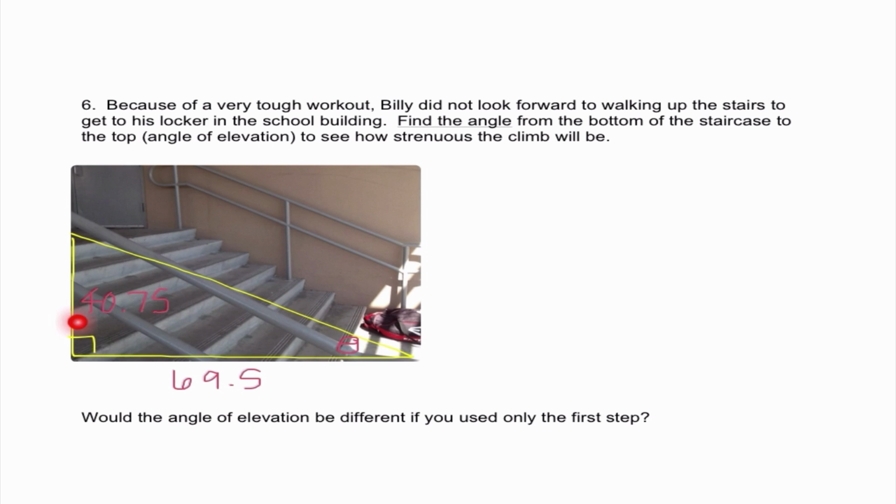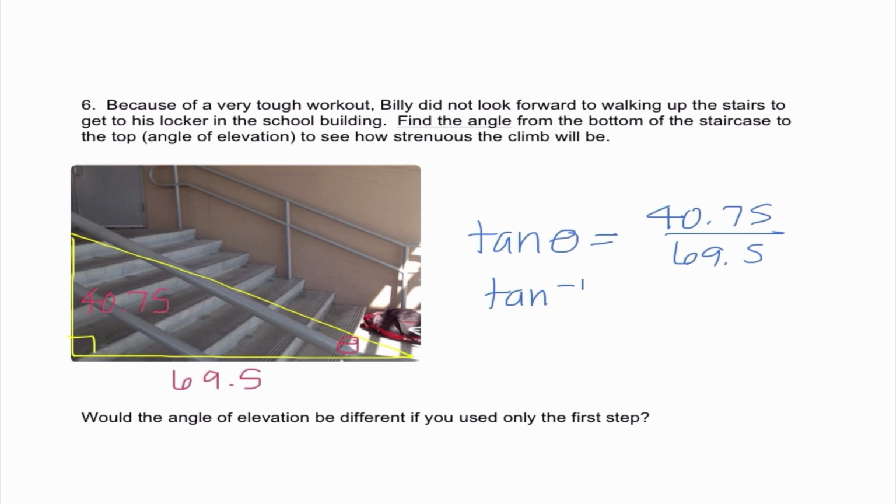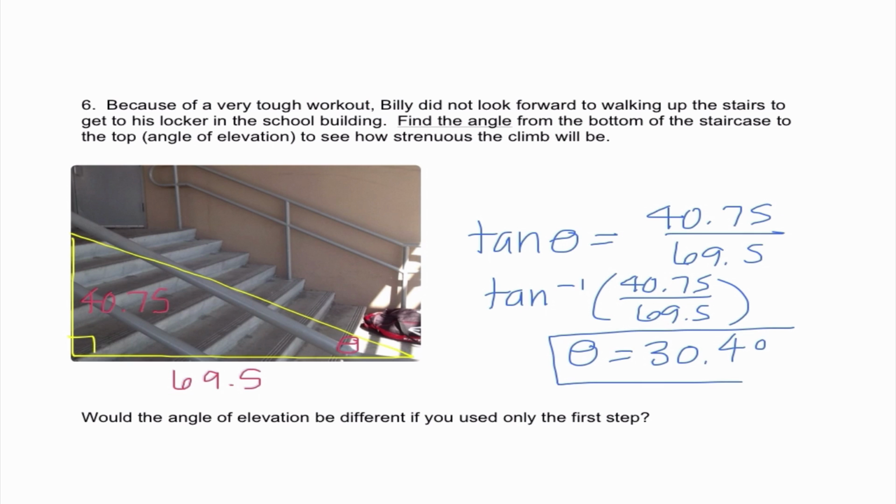So I can see this is the opposite and this is the adjacent. So that means I need to use tangent. So I'm going to say tangent of theta equals 40.75 over 69.5. So in my calculator, I'm doing tan inverse of 40.75 divided by 69.5, and I get that our angle is 30.4 degrees.